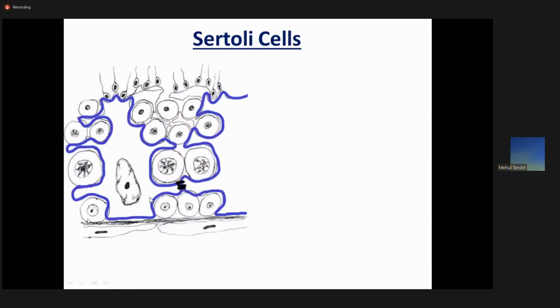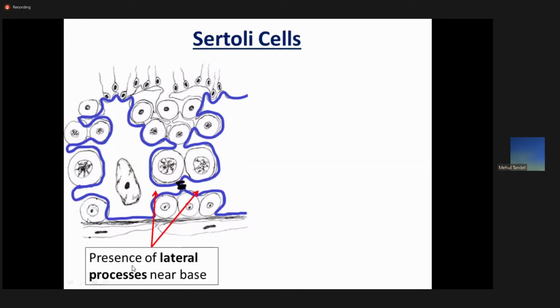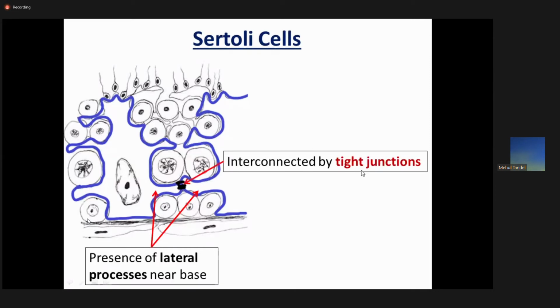Now see the lateral side. Near the basement membrane, there are lateral processes, and these lateral processes communicate with the similar processes of the opposite side. So there is a presence of lateral processes near the base, which are interconnected by tight junctions.